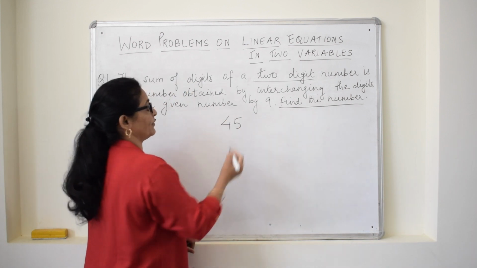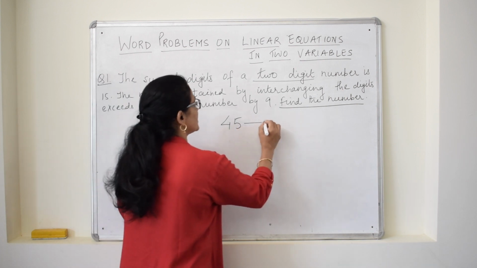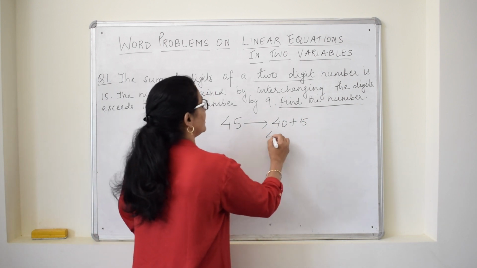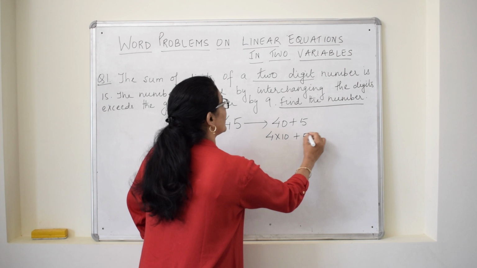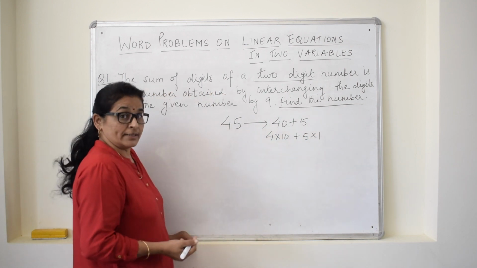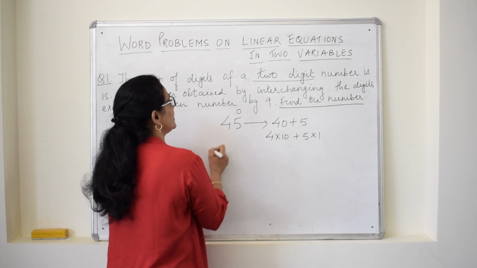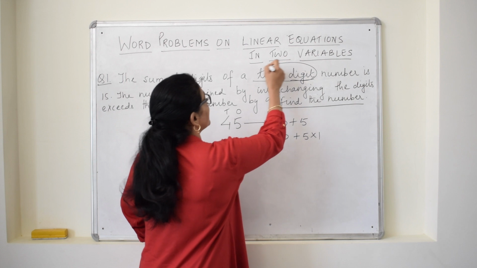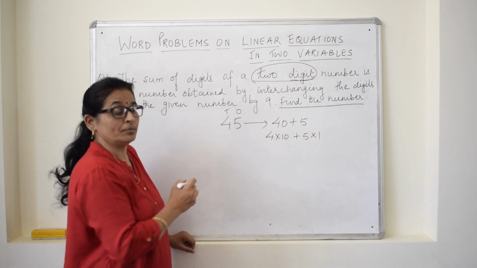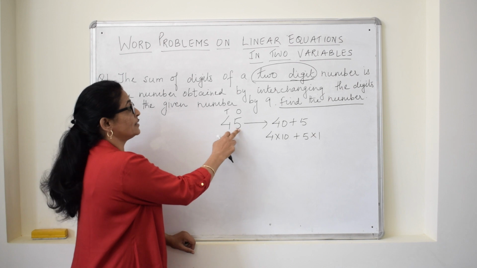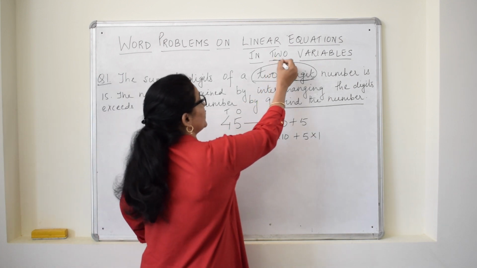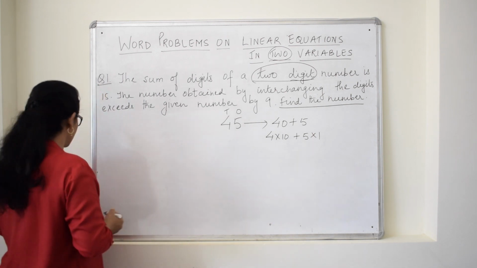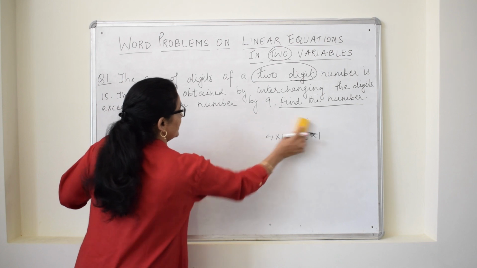Any two-digit number when we take, for example, 45. The actual form of this number is 40 plus 5, or we may say 4 into 10 plus 5 into 1. Any two-digit number, we write this is the ones place and this is the tens place. In this case, we do not know the number. It means we have to assume this as one variable and this as another variable. Why? Because we are doing the question based on linear equations in two variables. So what will be our assumption? Let the number be xy.